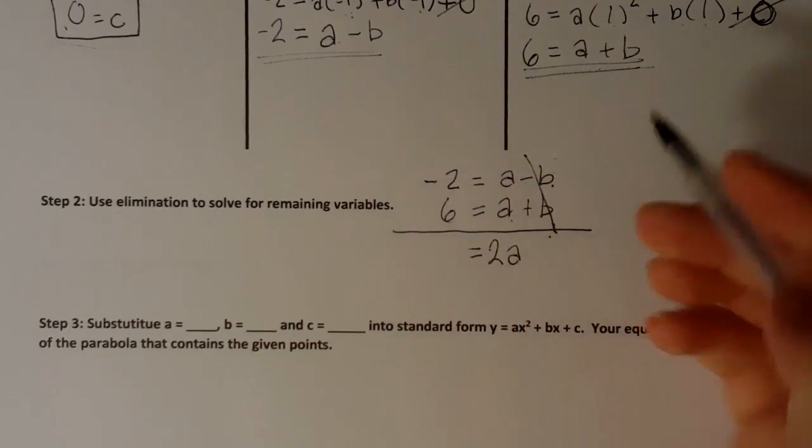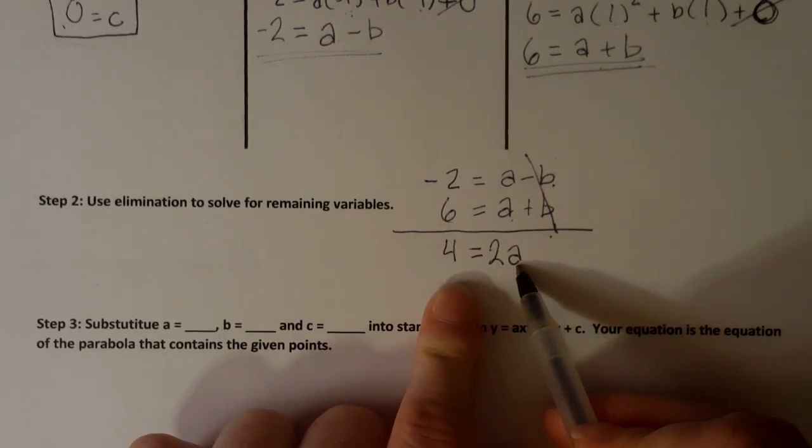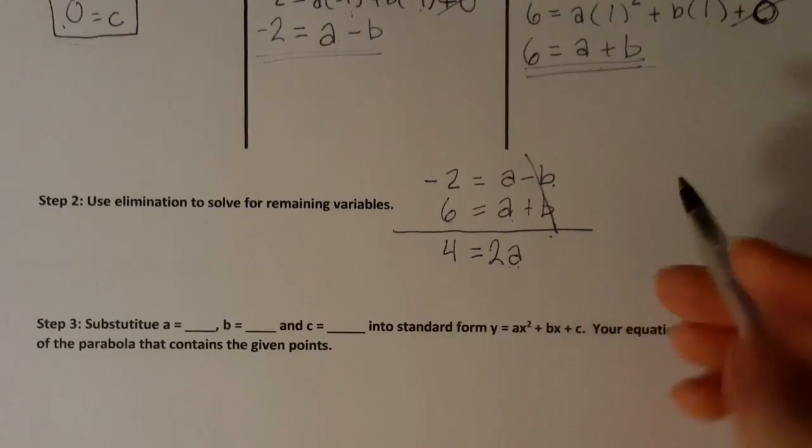Negative 2 plus 6 is positive 4. Now, notice how we only have one variable, one equation. That means we can solve for the unknown variable, we can solve for a. I do that with inverse operations.